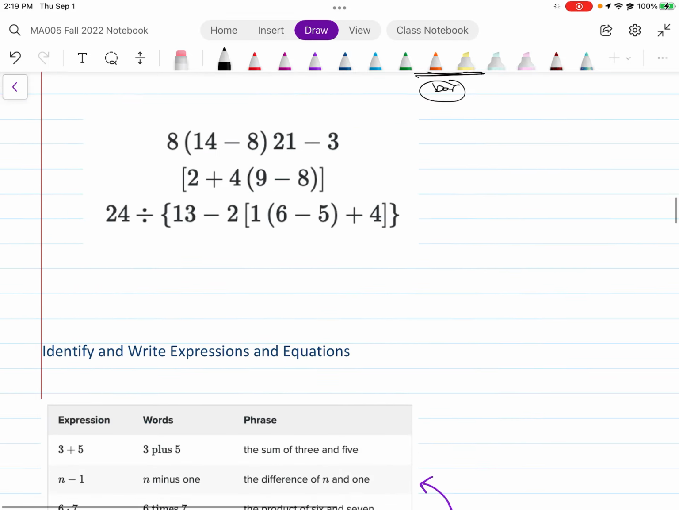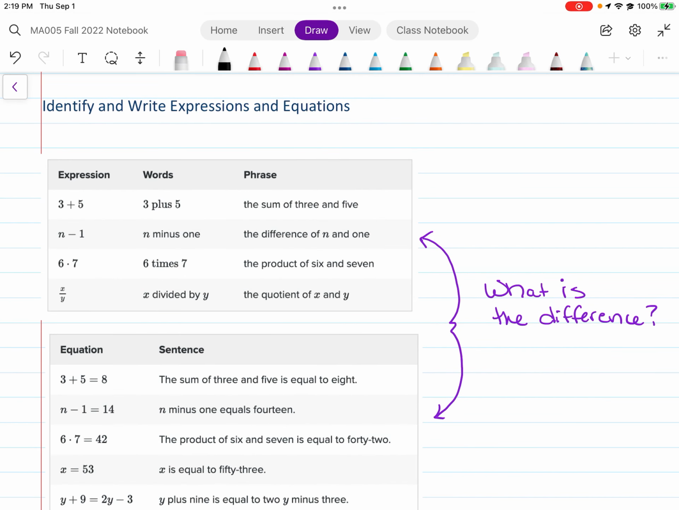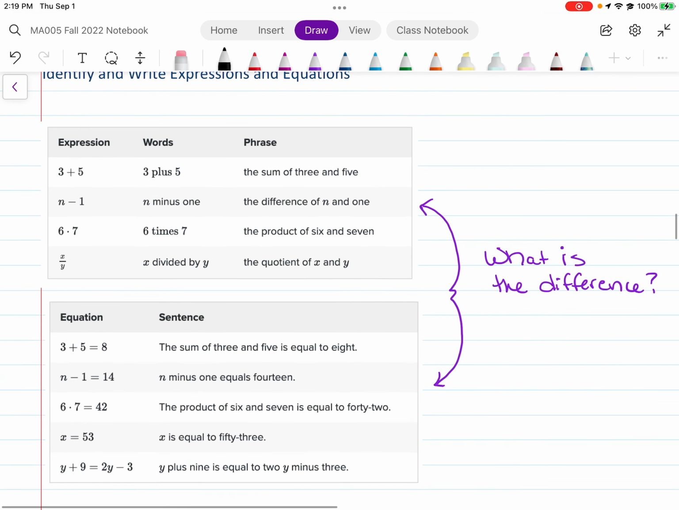All right, the next thing is expressions and equations. My question here is, what is the difference between these two boxes of things? I'm going to start by comparing one line at a time. We've got 3 plus 5, and the phrase is the sum of 3 and 5. So this is an expression. I want to make sure that's really clear. These are expressions. Down below, we have equations.